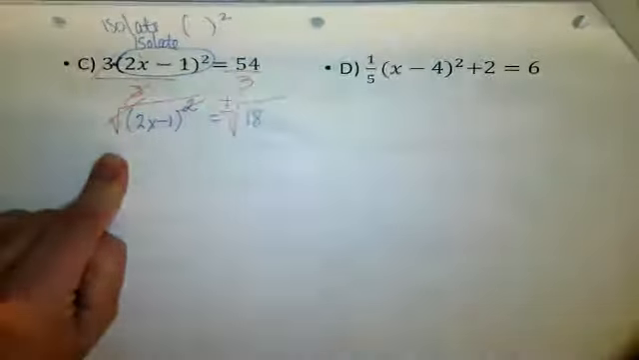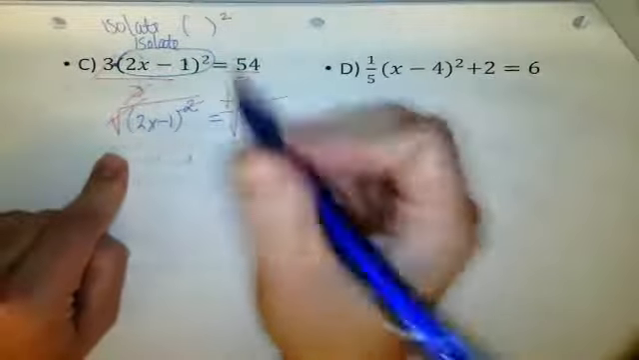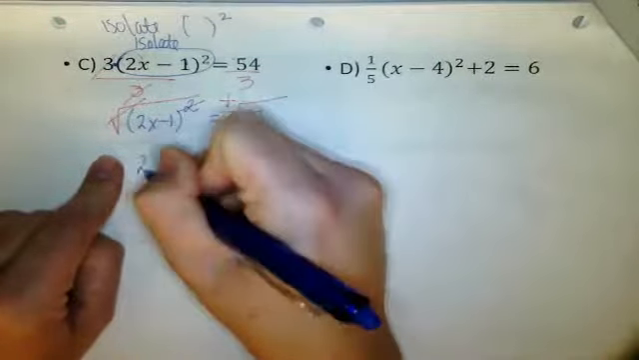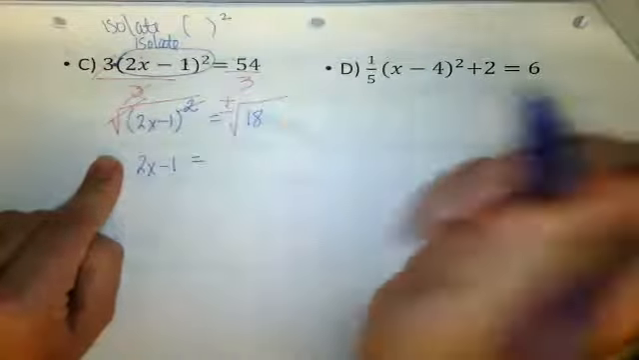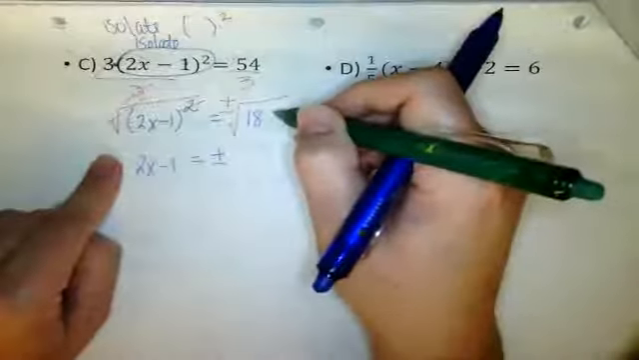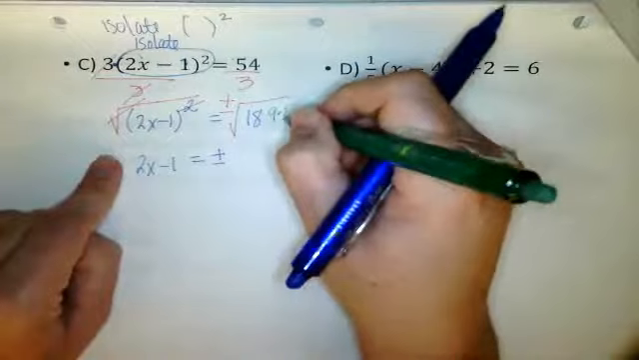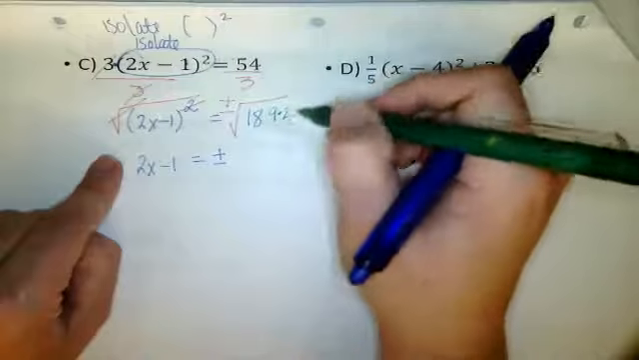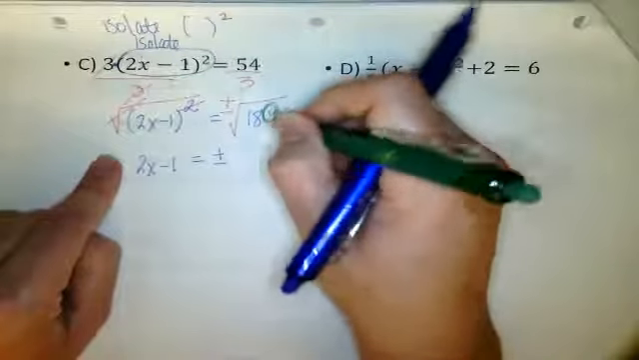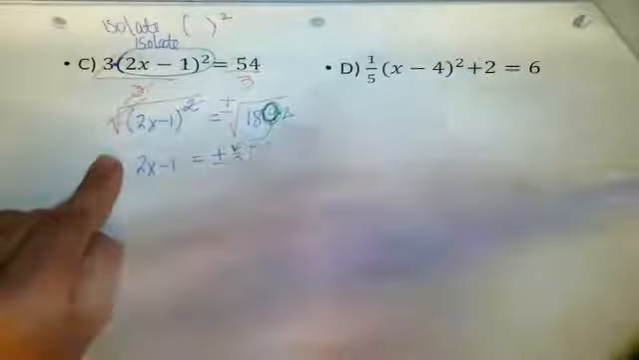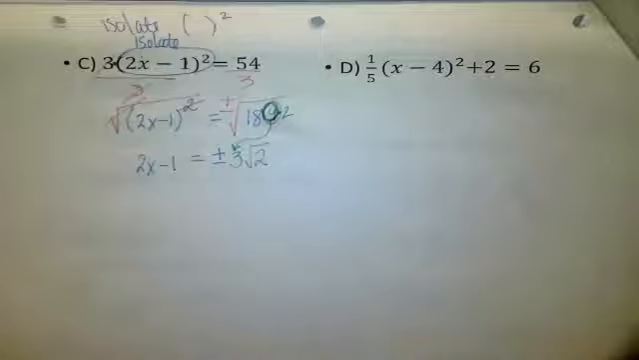So my square root and my square cancel out. And what's left over here? 2x minus 1 equals plus or minus, and I need to simplify radical 18. What are my factors of 18? 9 times 2. Very good. Those are good factors. 6 and 3 also works. Why do we use 9 and 2? Perfect square. 9 is a perfect square. What is the square root of 9? 3. And we can't do a 2, so it stays. All right, so plus or minus 3 radical 2.